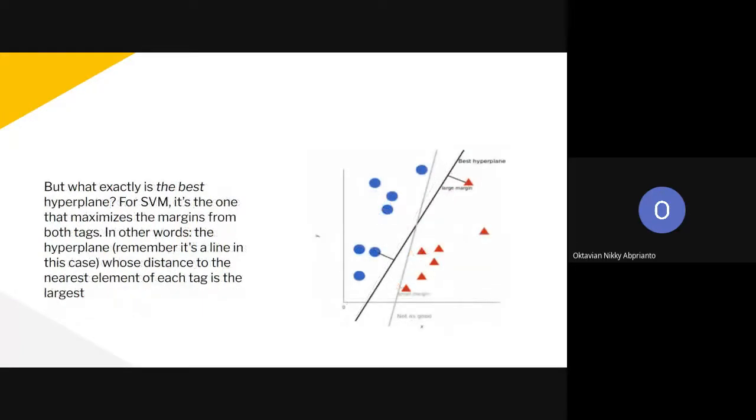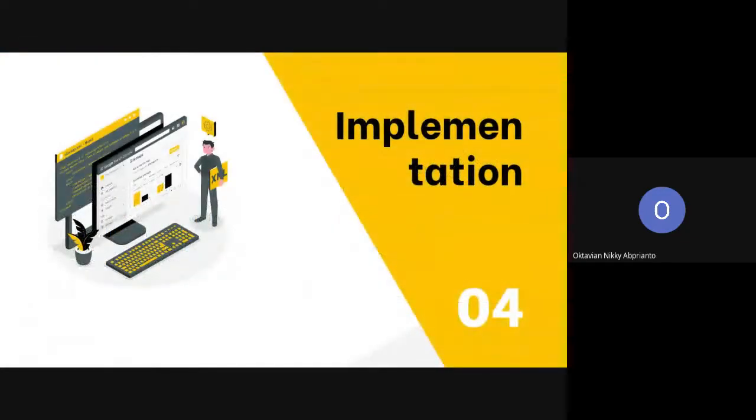But what exactly is the best hyperplane? For SVM, it is the one that maximizes the margin from both tags. In other words, the hyperplane in this case is a line whose distance to the nearest element of each tag is the largest. You can see as in the picture here, and the next is implementation.